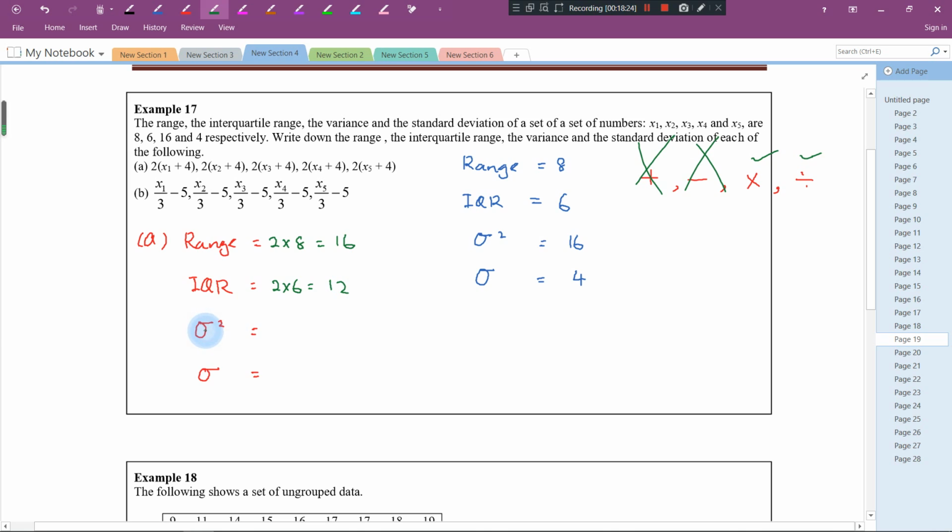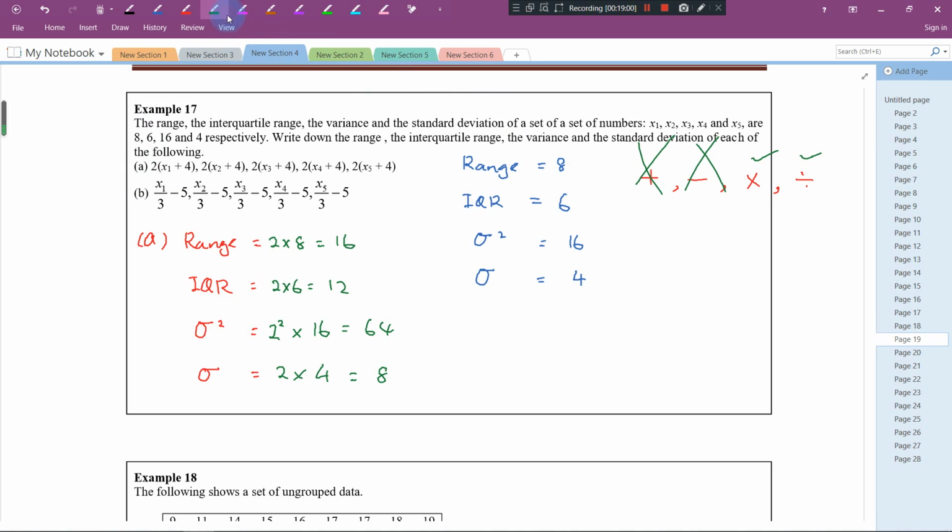The new variance, be extra careful when we go to variance. We cannot take 2 only, but 2 square times the original variance, 16. Okay, sorry, 2 square is 4, and 4 times 16 is 64. So this is correct. For this one, no problem. 2 times the original standard deviation, so this is equal to 8. 16, 12, 64, 8. Okay, so this is the answer for part A.